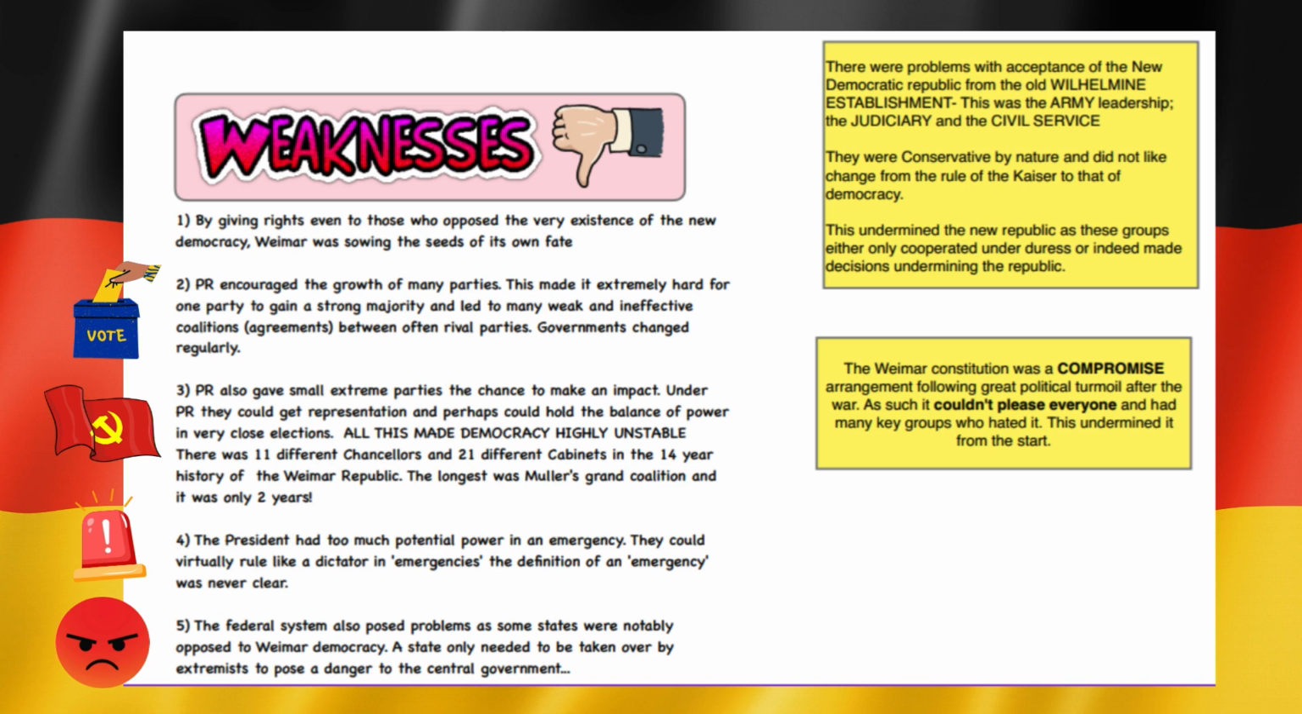This undermined the new republic as these groups either only cooperated under duress or indeed made decisions undermining the new republic. And the Weimar Constitution was a compromise arrangement following great political turmoil after the war, and as such it couldn't please everyone and had many key groups who hated it, and this undermined it from the very start.